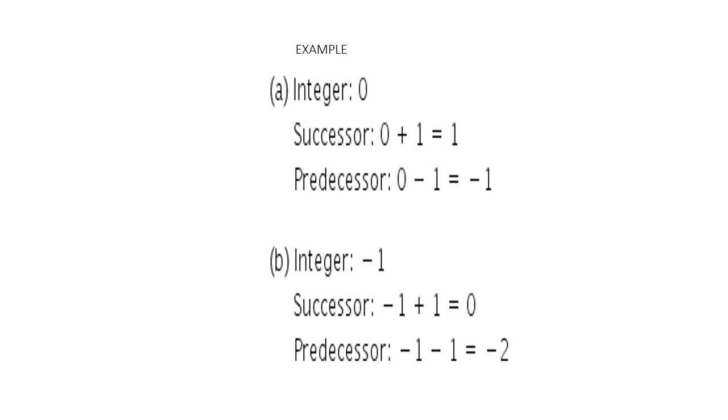Let's consider the integer minus 1. Its successor is minus 1 plus 1, which is 0. So successor of minus 1 is 0. What about predecessor? We'll subtract 1 from minus 1. So it will be minus 1 minus 1. Both are negative, so we will add them. It becomes 2. And what will be the sign? Minus. So minus 2. So predecessor of minus 1 is minus 2.